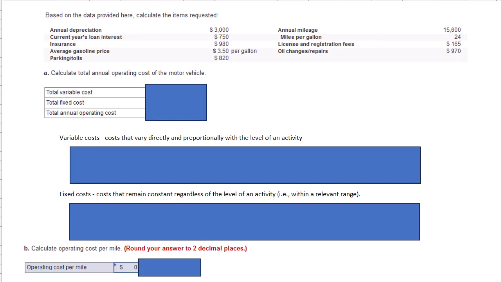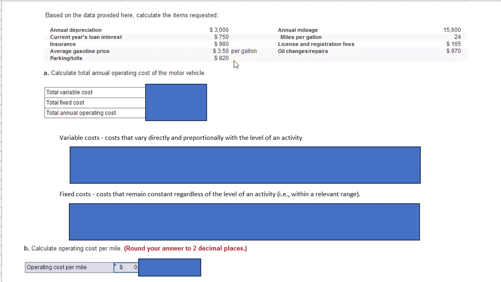Based on the data provided here, calculate the items requested. Here's what we have. They tell us the annual depreciation is $3,000. The current year's loan interest is $750. Insurance, $980. Average gasoline price is $3.50 a gallon.